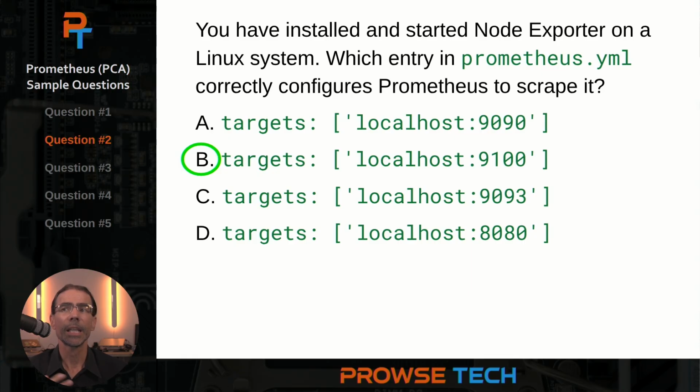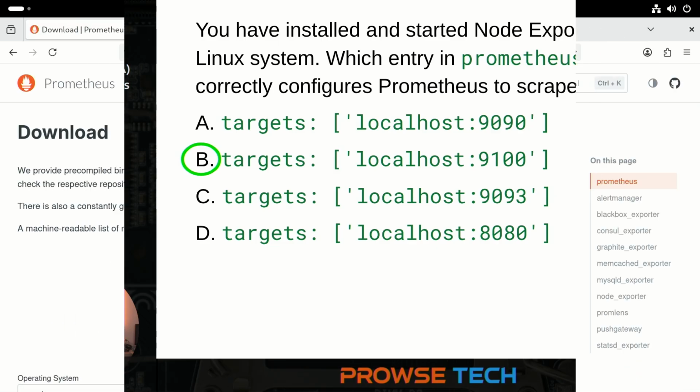All right. Key elements in the question: Node Exporter, which we know uses 9100, and also entry in Prometheus.yaml, because you need to add targets in the Prometheus server so that it can go out and scrape information from the remote system that's running the Node Exporter. So that's what we're going to do. We're going to continue with the lab and install the Node Exporter on that second system.